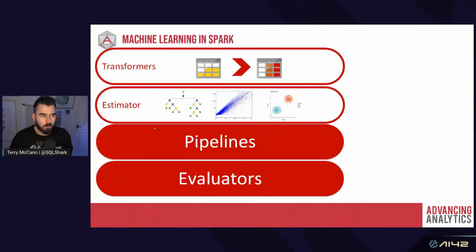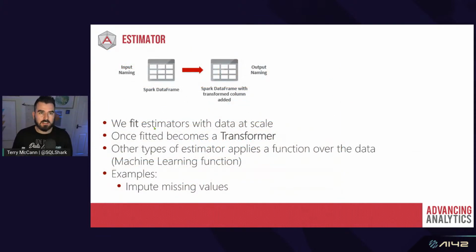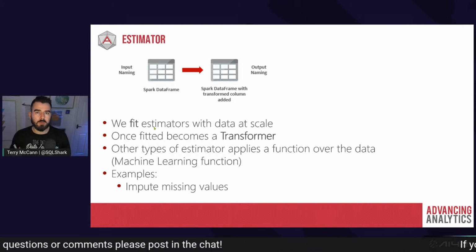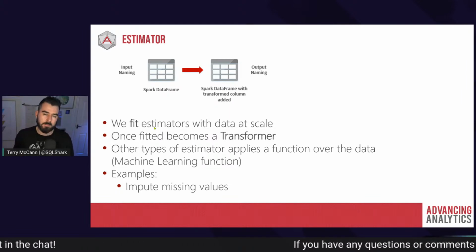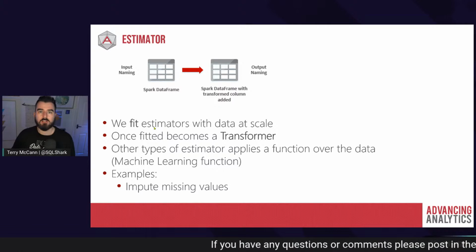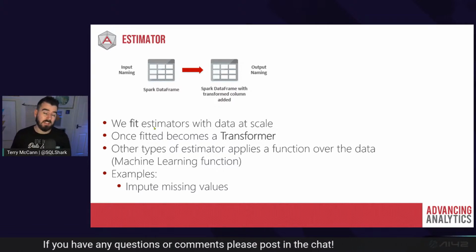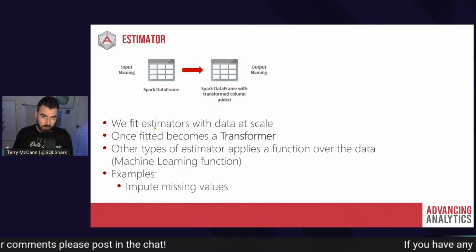So then back on the estimators. An estimator is anything that requires you to look at your data. If you think about imputing missing values, say you've got the age of your customer, and you've got very sparse data. You don't know the ages of all of your customers. And you say, what I want to do is replace every missing value with the average age. That's not a very good strategy, right?